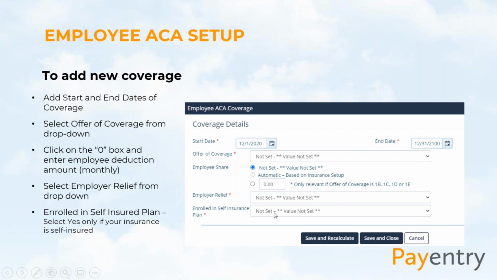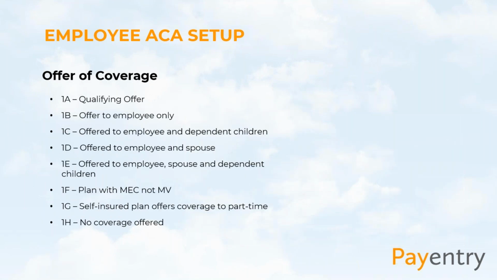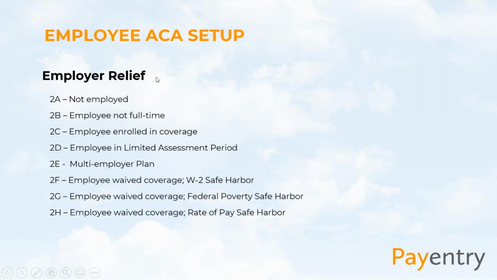Then under employer relief, there's a drop down there. And employer relief is where the 2 codes go. Let's go over here and show you that these are the 2 codes. 2A is not employed that month. 2B could be not full-time, which means they were part-time during the month. 2C is most commonly used because that's the employee enrolled in coverage. 2D is if they're in that waiting period. Could be 30, 60, 90 days. And also down here, 2F, 2G, and 2H. This is determined by which safe harbor you're using.